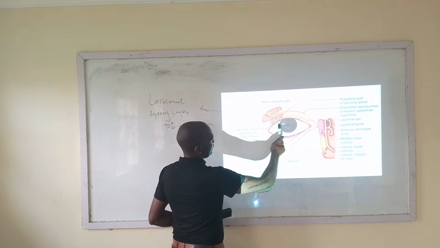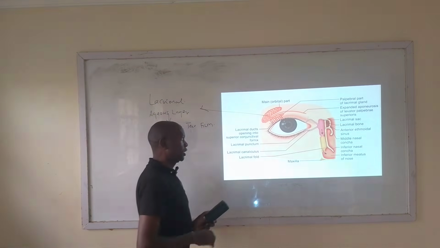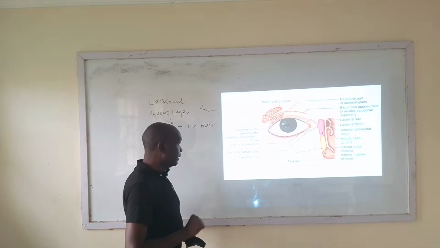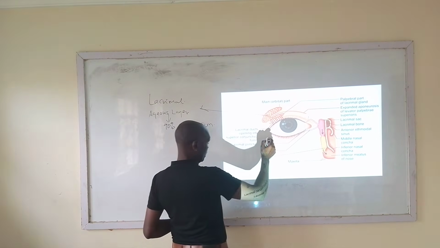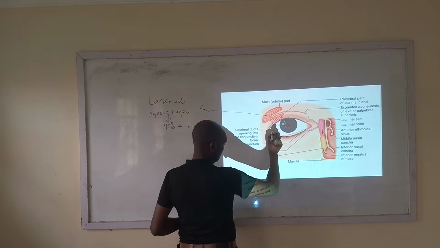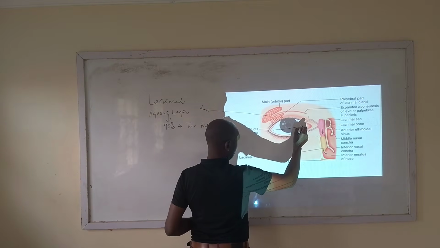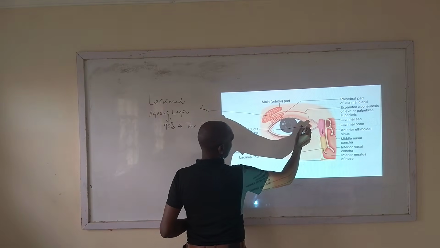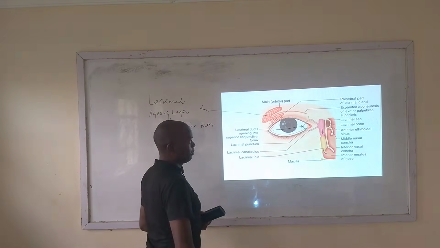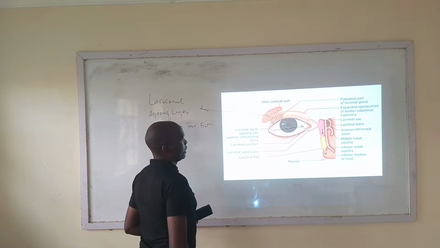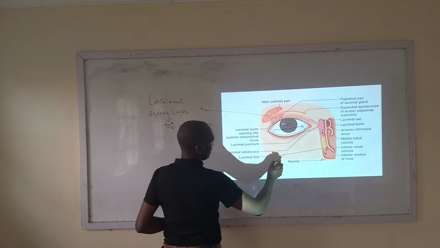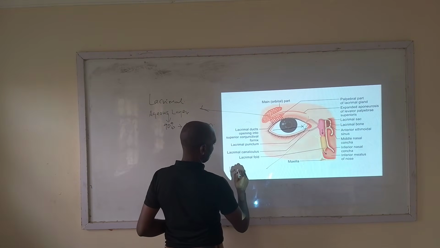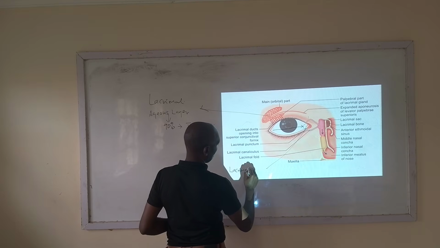So once the tears get onto the surface of the eye, you will blink. And then the moment you blink, tears will now move from this direction towards this direction here. At this point here, tears will accumulate there. And that is what we call the lacrimal lake. This point here is normally referred to as the lacrimal lake.